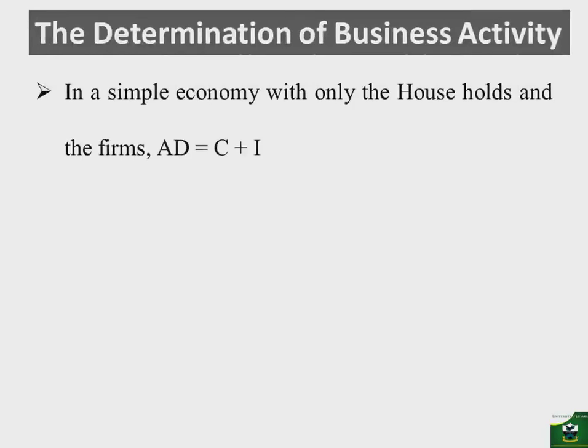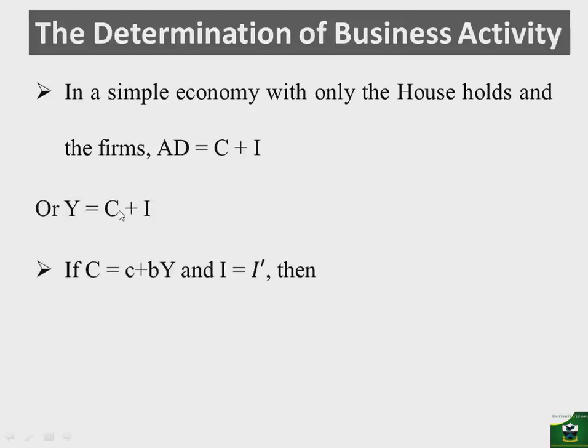Let's develop the model and come up with a multiplier. Beginning with a simple economy where we only have the households and the firms, we saw earlier on when we were looking at the circular flow of income that aggregate demand will be equal to consumption plus investment, or income will be equal to consumption plus investment.